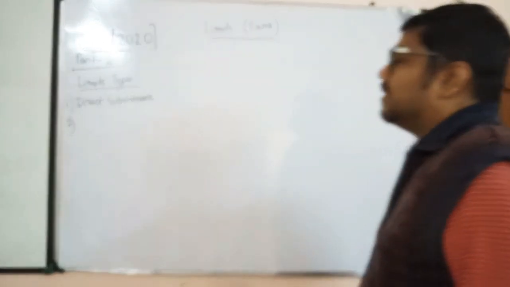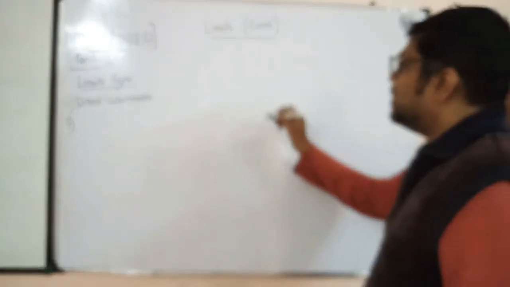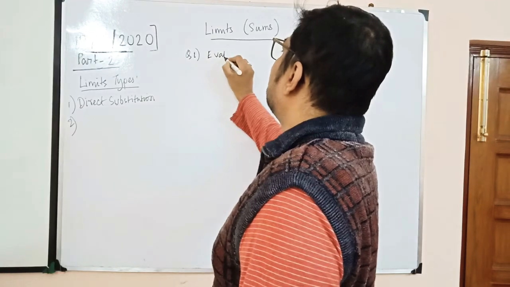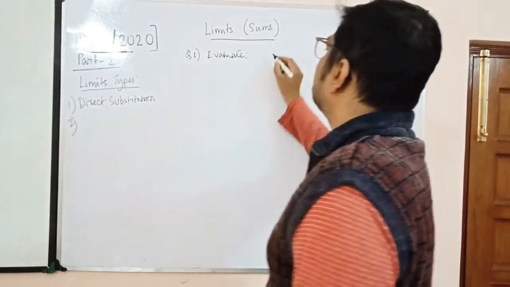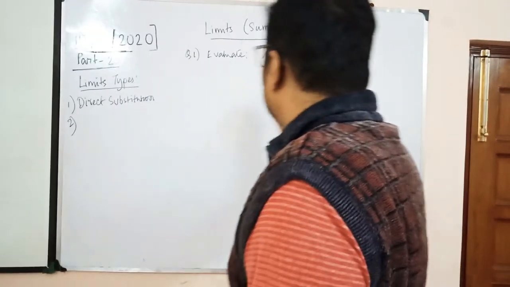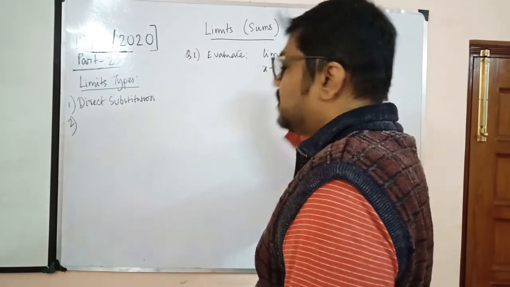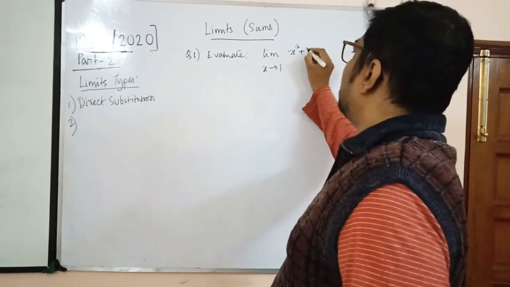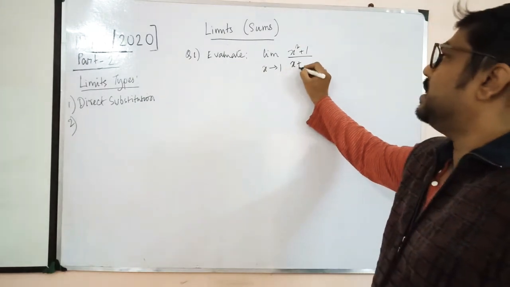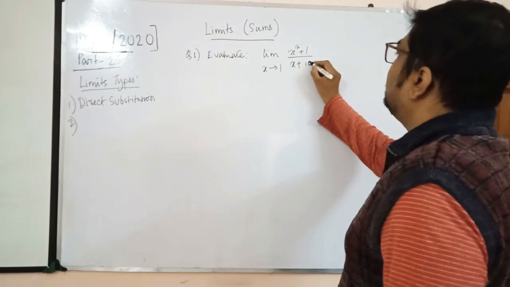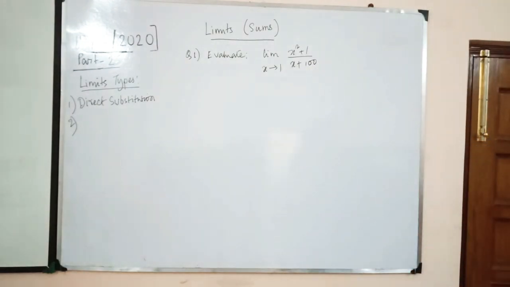Okay. So direct substitution means, say we get a question like: evaluate the limit as x tends to 1. I took an example, (x square plus 1) by (x plus 100). So here we get the sums like this.